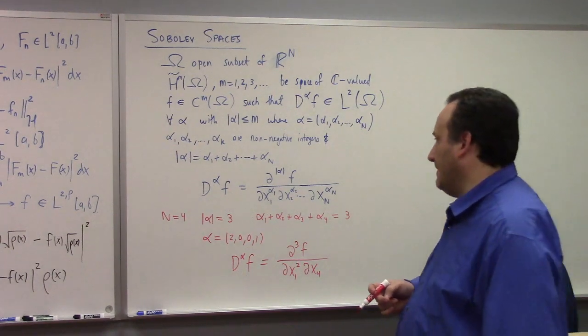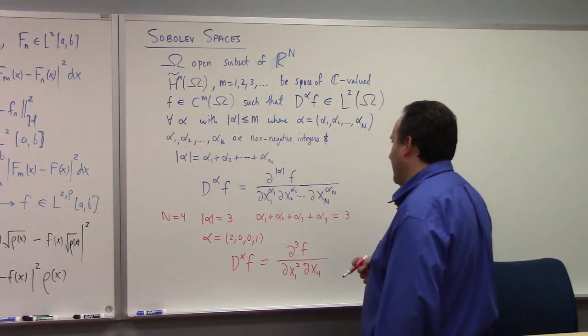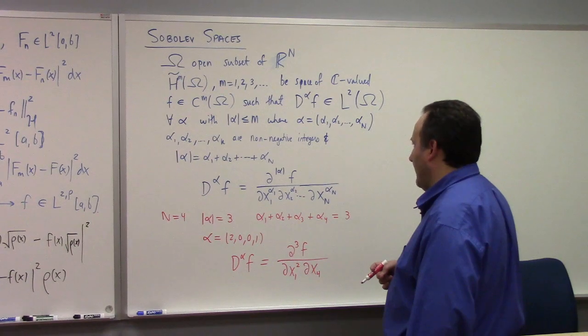You said alpha 1, alpha 2, up to alpha k are not negative, like you were saying. Sorry that I put you on the spot with that. Yeah, no, I understand. It's good.